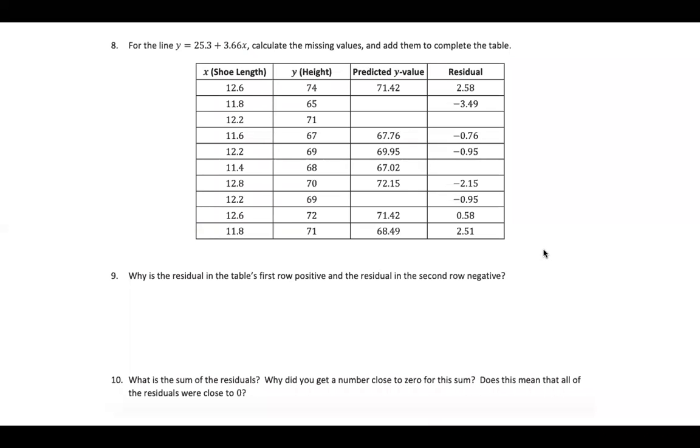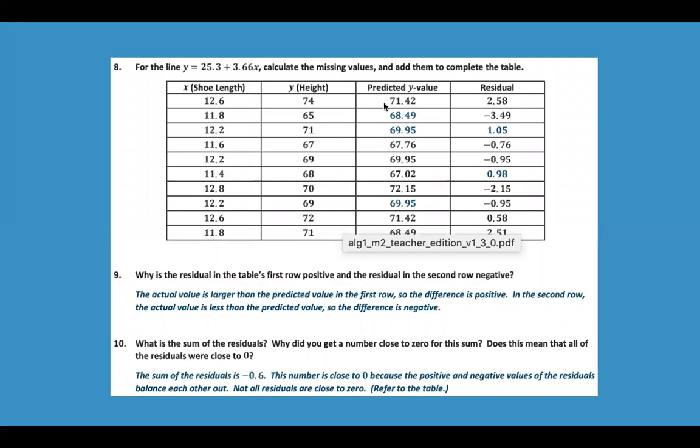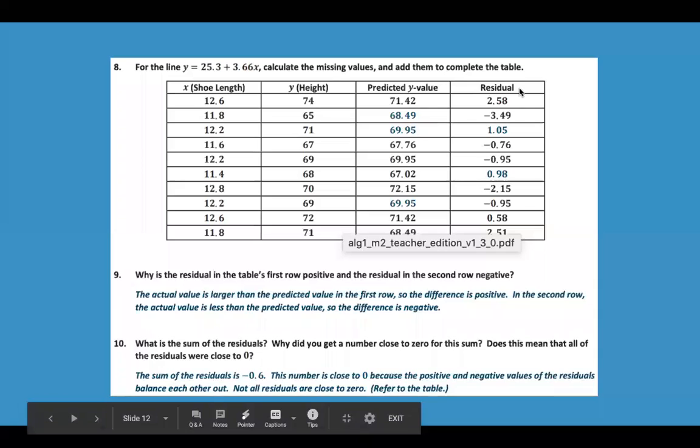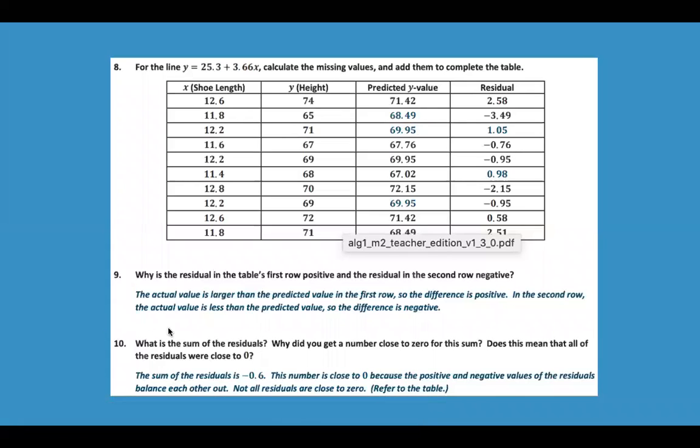So if we keep going, here's what you should get. If we look at number 9, why is the residual in the table's first row positive and the residual in the second row negative? The actual value is larger than the predicted value in the first row, so the difference is positive. And in the second one, where it is negative 3.49, the actual value is less than the predicted value. So when you subtract them, you get a negative number. You can have a positive and a negative residual value.